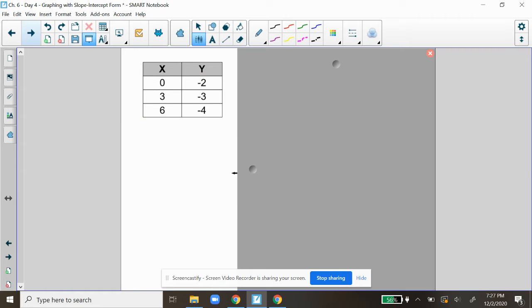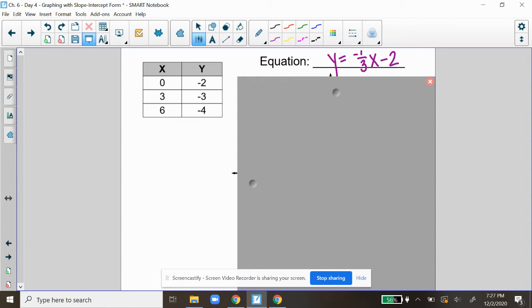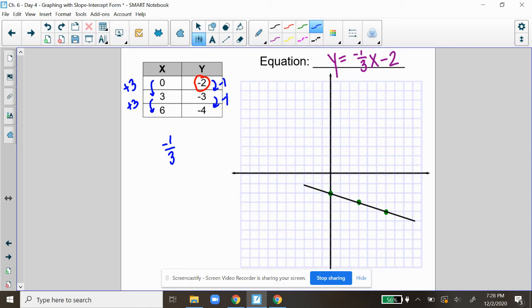Let's try another one. I want you to pause the video here and see if you can find the equation. Great, you're back. Hopefully the equation you found was y equals negative 1/3 x minus 2. Again, our starting value is really nicely in my table. Now that I annotate, I can see that my x value changes by 3 each time, and my y value subtracts 1 each time, which is how I get that coefficient of negative 1/3. Now what we want to do is look at the graph.